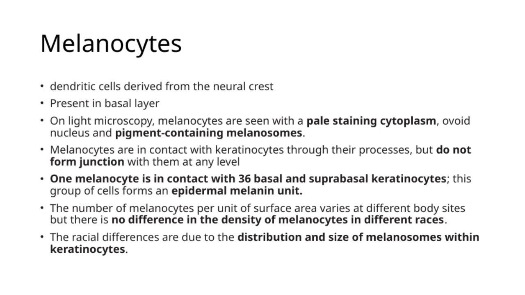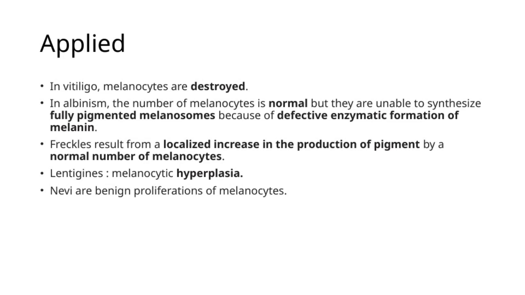Understanding these points helps us see how pigmentation is regulated at a cellular level, which is essential for appreciating the complexity of skin color and its variations. In vitiligo, what happens is that the melanocytes, which are the cells responsible for producing pigment, are actually destroyed. This leads to those characteristic depigmented patches we see. In contrast, in albinism, the number of melanocytes remains normal, so the cells are still there, but they can't fully produce pigmentation. This is because of a defect in the enzymes needed to make melanin, which results in very light or even white skin and hair.